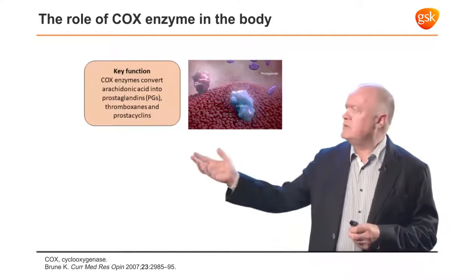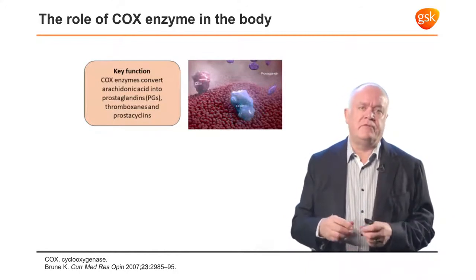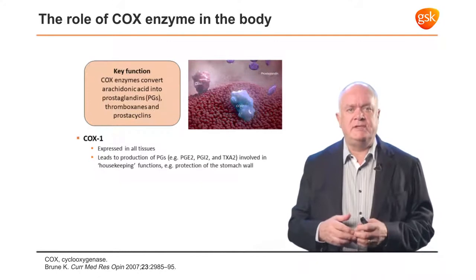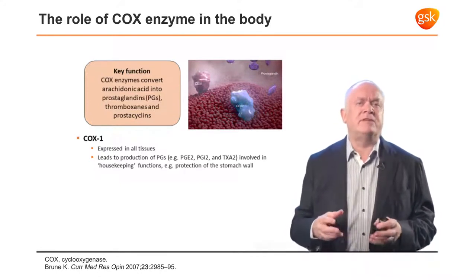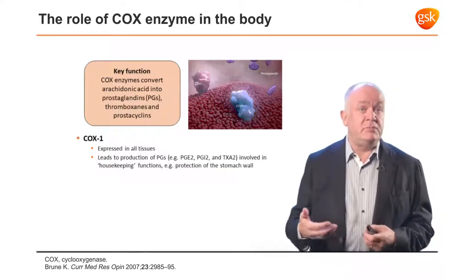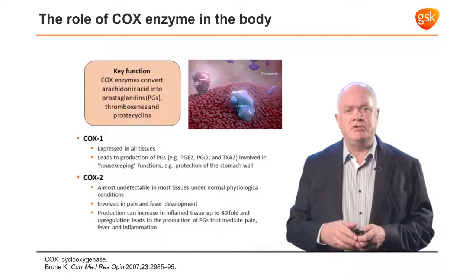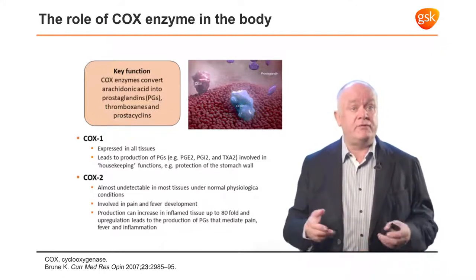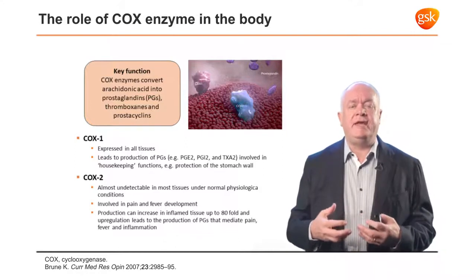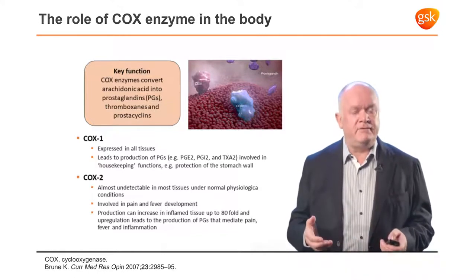So, what are the key roles of the COX enzymes in the body? From our perspective, the key function of the COX enzymes is the conversion of arachidonic acid into prostaglandins. COX-1 is expressed in all tissues and is involved predominantly in the homeostatic or housekeeping functions of the body, such as protecting the stomach wall, reducing acid secretion, and also inducing platelet aggregation. COX-2 is generally undetectable in most tissues within the body until either pain or fever response is initiated. Production in inflamed tissue increases by up to 80-fold and leads to prostaglandin production that mediates pain, fever, and finally inflammation.